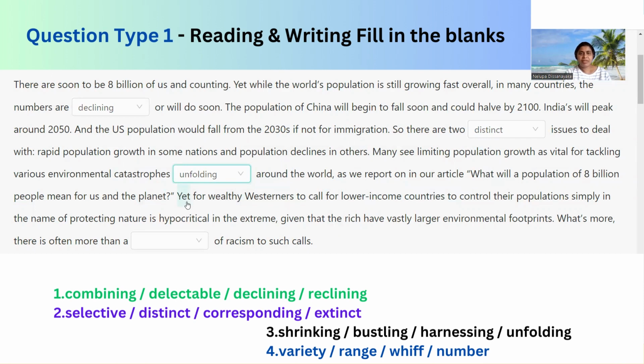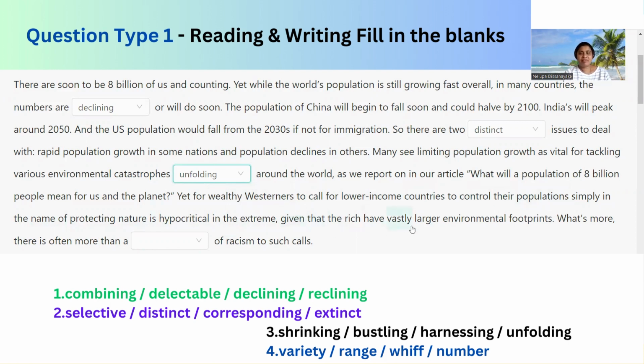Maybe start from here. Yet for wealthy Westerners to call for lower income countries to control their population simply in the name of protecting nature is hypocritical in the extreme, given that the rich have vastly larger environmental footprints. So now here you can see wealthy countries are asking poor countries to limit the population. Actually, they say that this is very important to protect nature. Therefore, wealthy countries are asking the low income, poor countries to control their population.